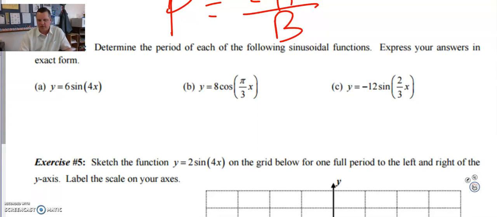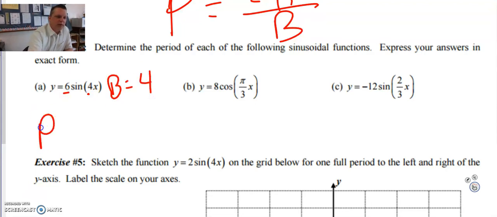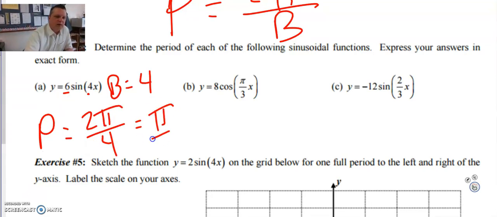Sinusoidal, that's what they call it. They're called sinusoidal functions. So express your answers in exact form. So the period of each, first things first, there's my b. Identify what b is. B is 4. A is 6. So period is 2 pi over b, which is pi over 2. That's it. That's your period. Period is pi over 2.